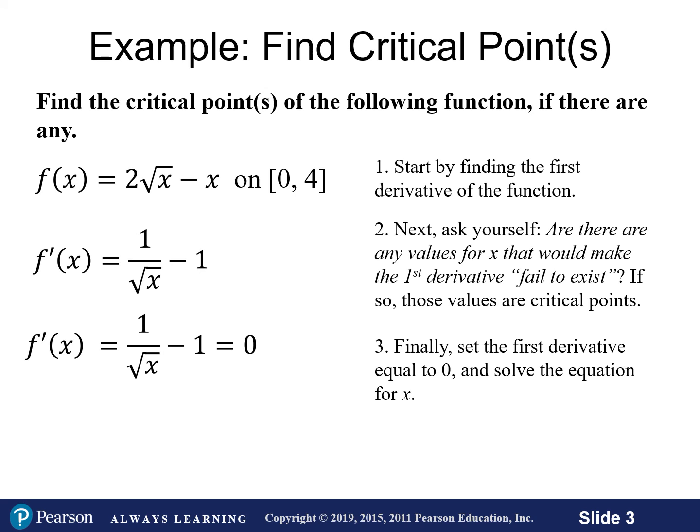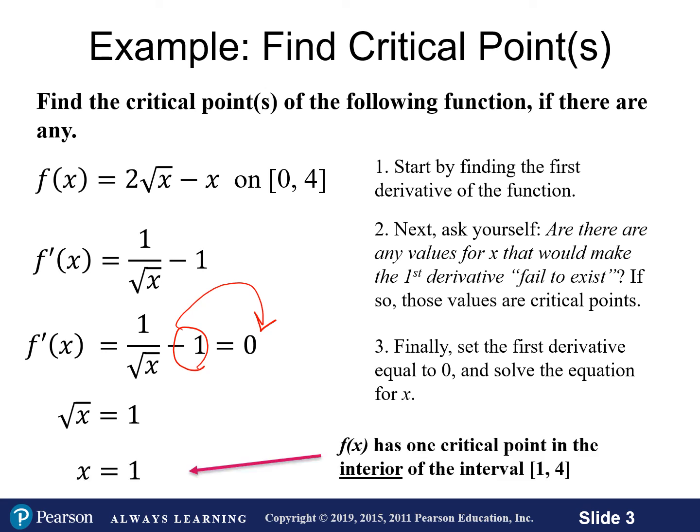When we do that, we could do all kinds of algebra tricks here. It's totally up to you which method you want to go with. What I suggest is that you add 1 to both sides of the equation. That becomes a positive 1 on the right-hand side. And then you could multiply both sides by root x. When you do that, you get the square root of x is equal to 1. To get rid of the square root, we square both sides of the equation. And this just leaves us with x is equal to 1.